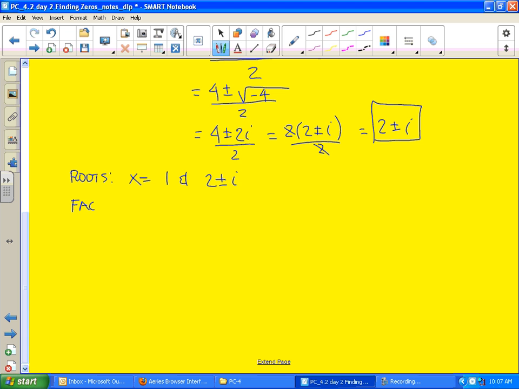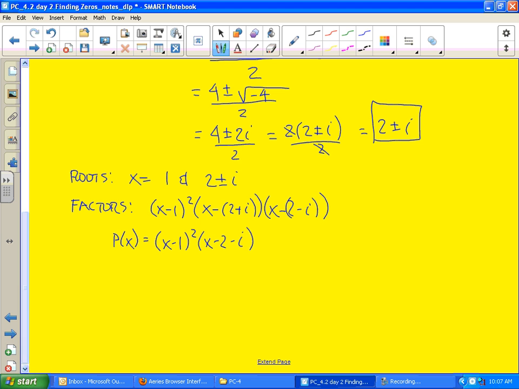So from there, we can create our factors. x minus 1, because it's a double root, I'm going to square it. And then I'm going to have x minus 2 plus i and x minus 2 minus i. So if we get our polynomial in linear factored form, I'm going to have this. x minus 1 squared, x minus 2 minus i, x minus 2 plus i. So there's my polynomial in factored form. Again, we were just doing this just for the heck of it. We weren't supposed to be doing all this stuff.